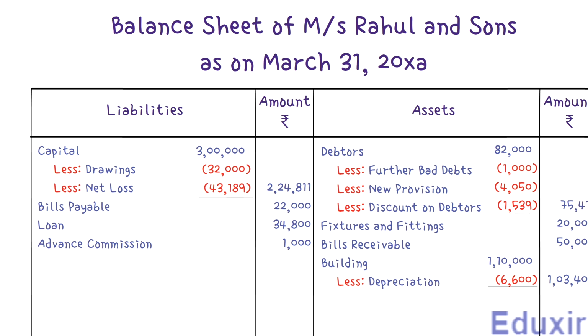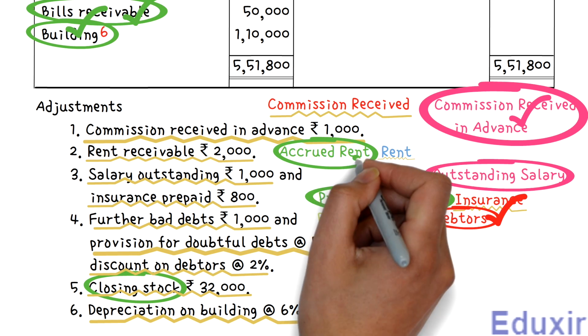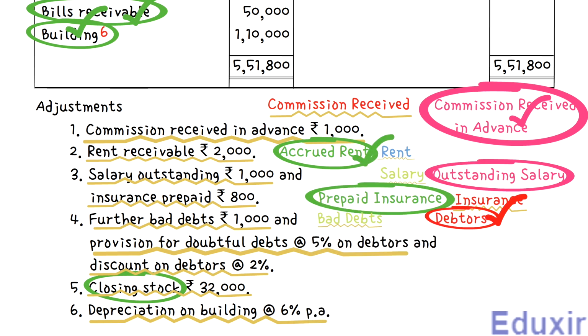Let's now consider the next entry to be posted into the balance sheet. As you can see, the next entry to be posted into the balance sheet is related to accrued rent and the corresponding amount is 2000 rupees. Note that this is not rent to be paid, it is rent receivable. So it is an asset for the business.